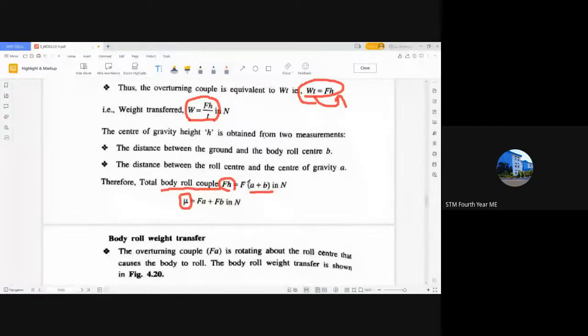If we put F into the bracket, we get mu is equal to Fa plus Fb in Newton. So that is the overturning moment or the overturning couple. Once mu is equal to Fa plus Fb and W is equal to Fh by T is satisfied, the body rolls over. That is how body overturning is done. Any doubts? Did you understand this?